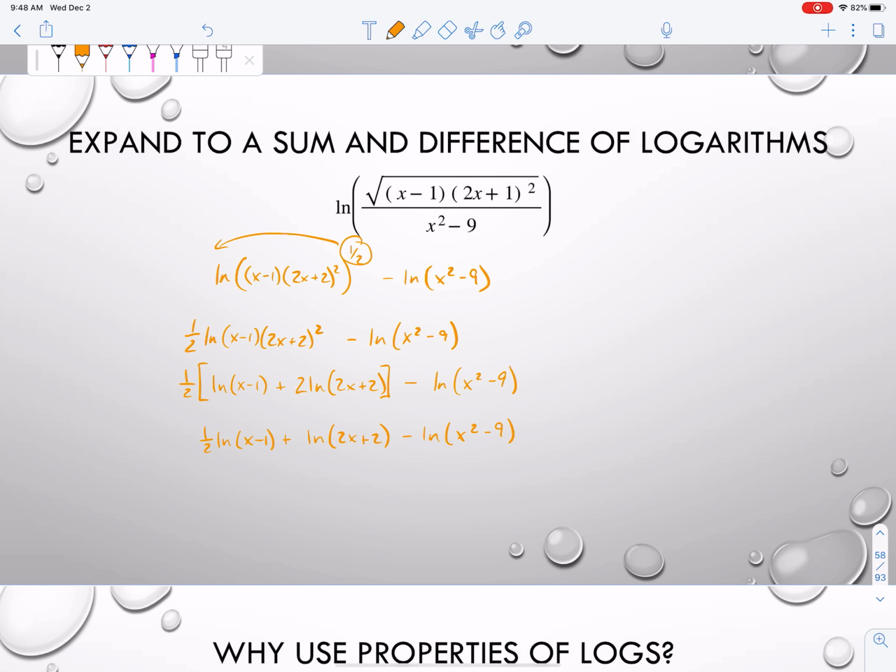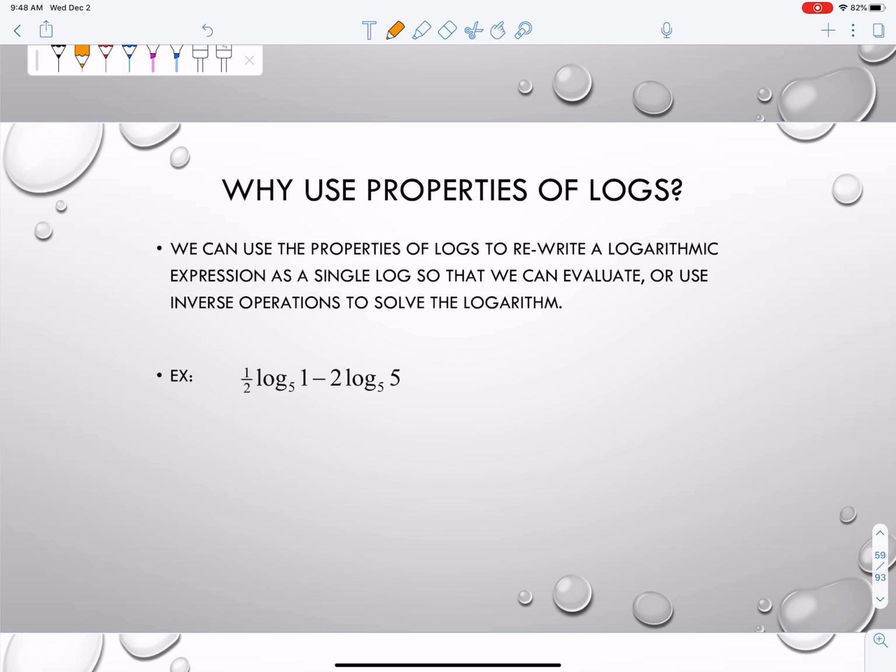Okay. The primary reason that we use our properties of logs is so that we can either simplify it, rewrite it in a more condensed package, but usually it's going to be so that I can either evaluate or that I can solve something. So here I have this particular expression. Right now I want to solve it. I can solve each individual piece here, or I can rewrite a few things.